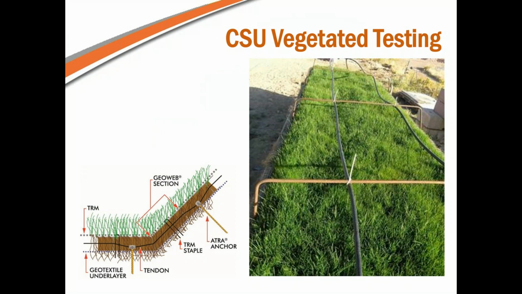We performed extensive testing at Colorado State University. Vegetated channel testing was performed with two standards of success in mind: the ability to withstand water flow and the ability to reduce topsoil loss due to that water flow. The set included the 6-inch deep GEOWEB panel covered with a turf reinforcement mat, a TRM, and then it was seeded with grass.